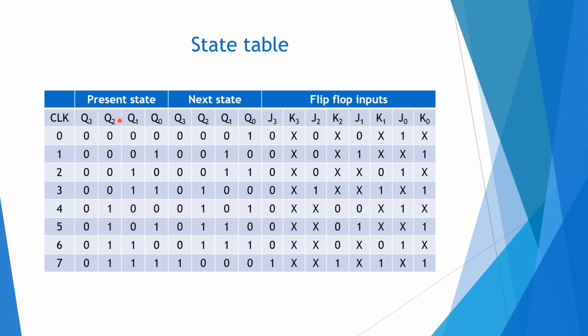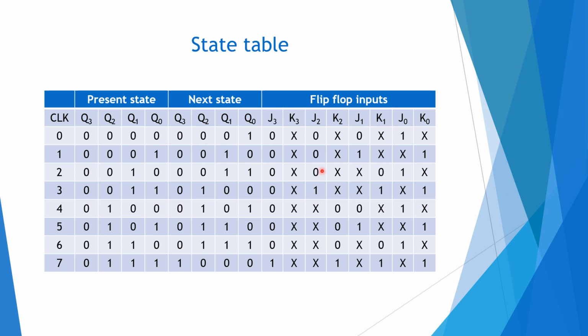So this is a state table. We have to draw a state table like this, where there is a clock here, and for each clock there will be a present state and next state, and we will derive the flip-flop inputs according to the present state to next state logic.